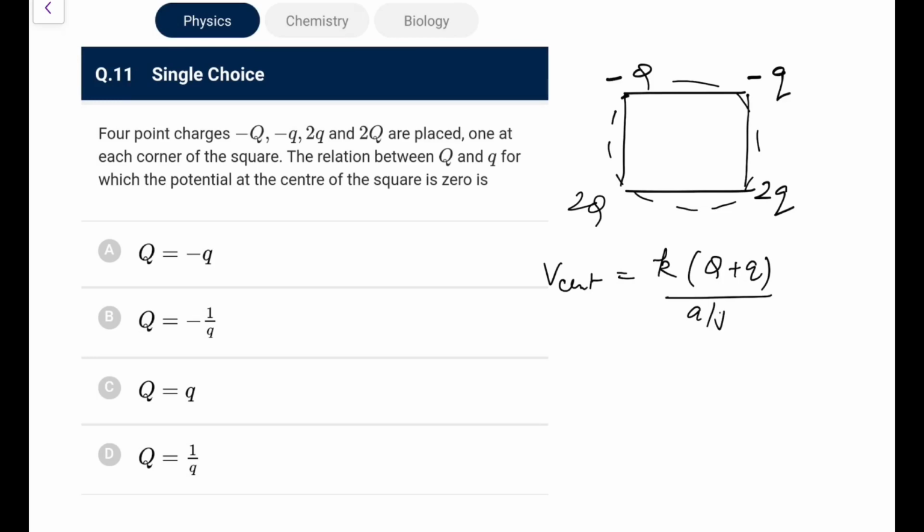Let's say it was a by root 2, that would be 0. So you need to have Q plus q equal to 0. That means Q is equal to minus q. Go for option A, that you can directly do here.